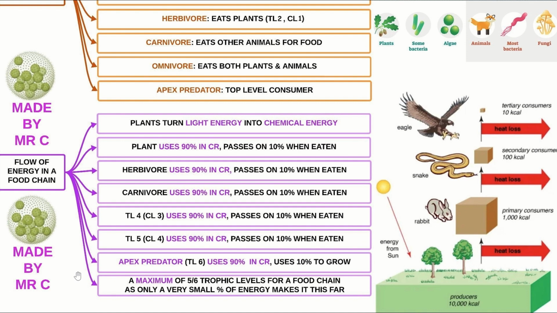Trophic level 4, or consumer level 3, uses 90% of the food that it has eaten for cellular respiration and only passes on 10% when it is eaten. Same with trophic level 5. Then we've got an apex predator, which in this case is trophic level 6, and it will use 90% of the energy it has eaten in cellular respiration and therefore only has available 10% to grow. There is a maximum of 5 to 6 trophic levels for any food chain, as only a very small percentage of the energy makes it this far.